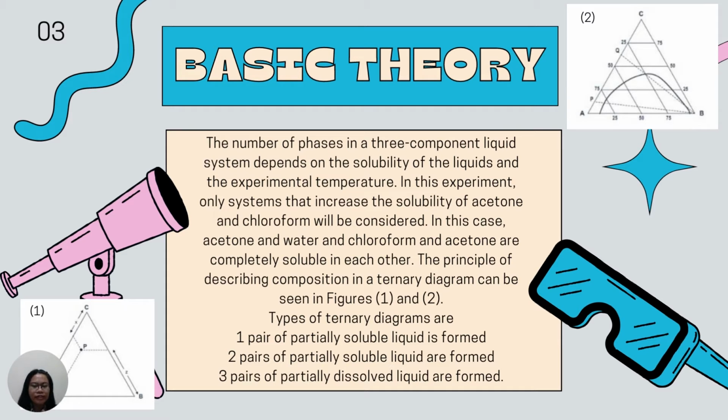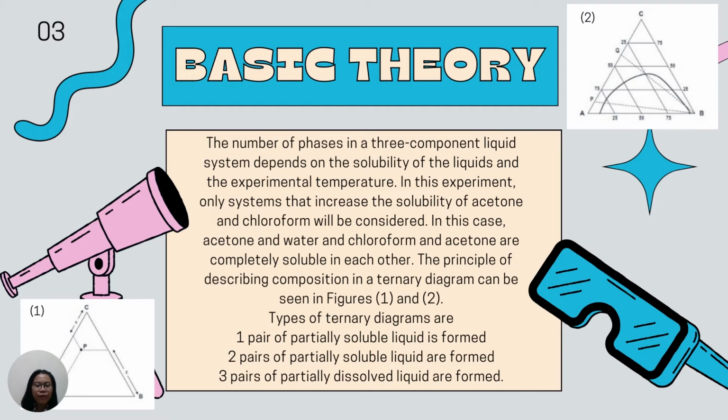In this case, acetone and water, and chloroform and acetone, are completely soluble in each other. The solubility of liquid water in various compositions of a mixture of acetone and chloroform at constant temperature can be illustrated on a ternary diagram. The principle of describing composition in a ternary diagram can be seen in figures 1 and 2.